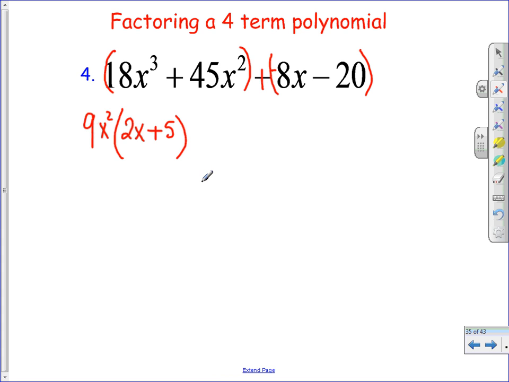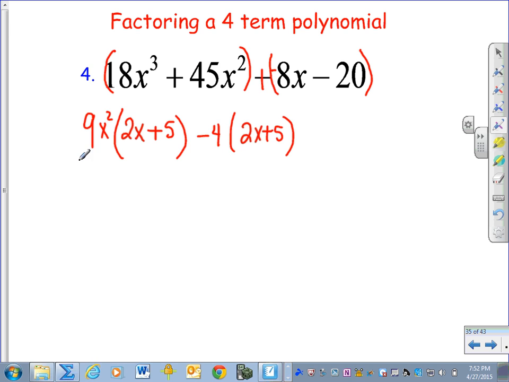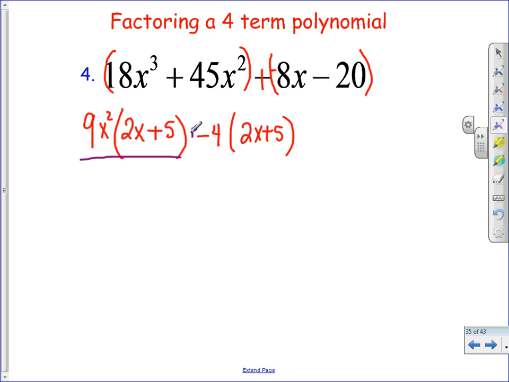All right. Now we have a negative 8x minus 20, so we can pull out a minus 4, which will leave 2x plus 5. So we have this term plus this term. The greatest common factor is 2x plus 5. So we factored that out of that term and that out of that term. And now I'm left with a 9x squared minus 4.